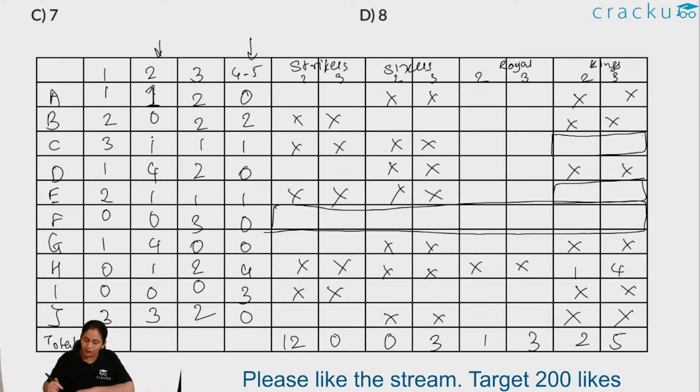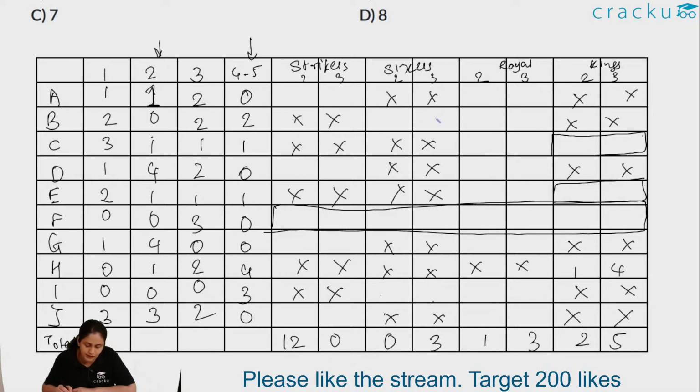So this is basically what I have filled out. As far as the table is concerned, I can see that many of the rows are struck off for Strikers and Sixers. So for Sixers I need 0 3. Where can I get that 0 3? Anyway, this is 0 0. Can I get the 0 3 over here? I can get 0 3 over here because I have 0 3. Can I get 0 3 over here? No, this is just 0 2.